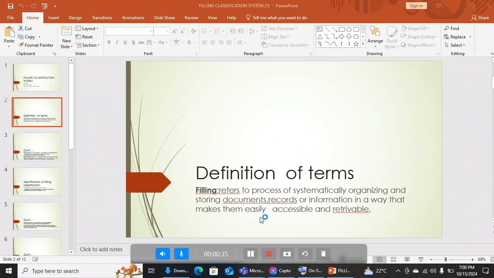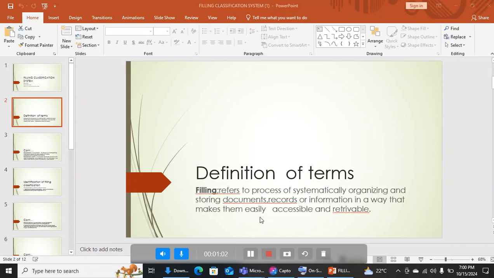Our topic for today's session is Introduction to Filing Classification, which we will start by defining the terms that I'm going to use. And I hope you are able to see my screen from the other side. So we'll start by defining filing.